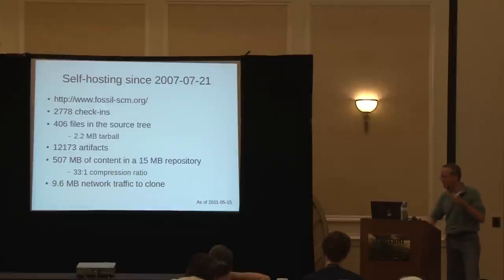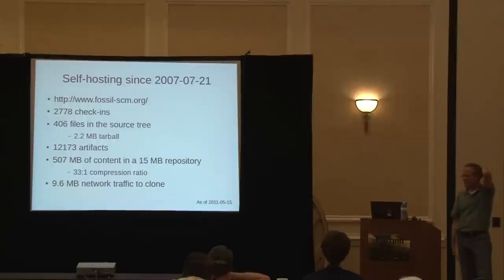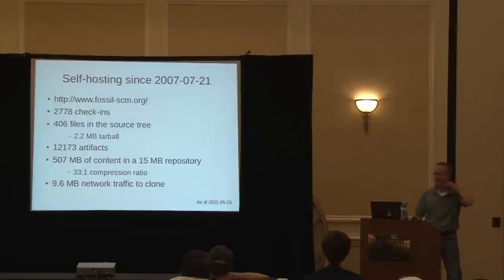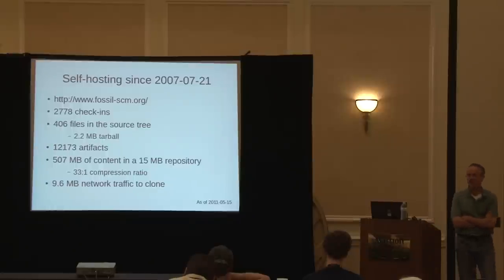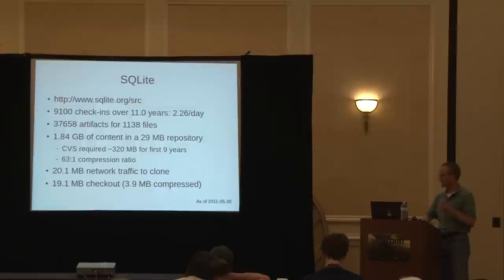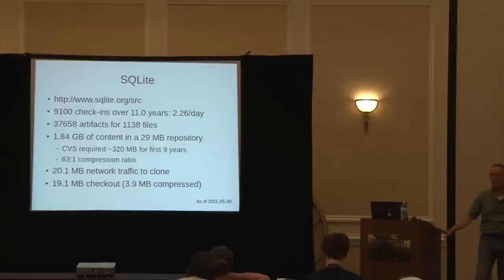Fossil has been self-hosting since 2007. As of the middle of last month, we've had 2,700 check-ins and 406 source files. There's about half a gigabyte of content. It compresses down to about 15 megabytes. And if you clone the Fossil repository, it's about 9.6 megabytes of traffic just to clone it. SQLite, we've got 11 years of history.